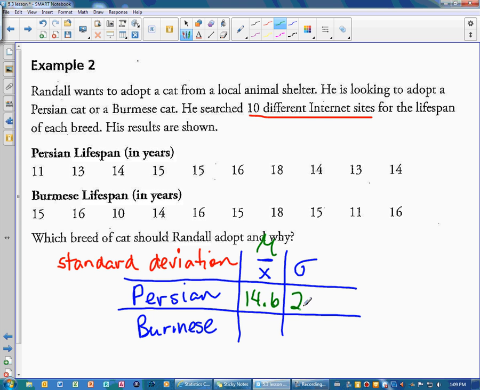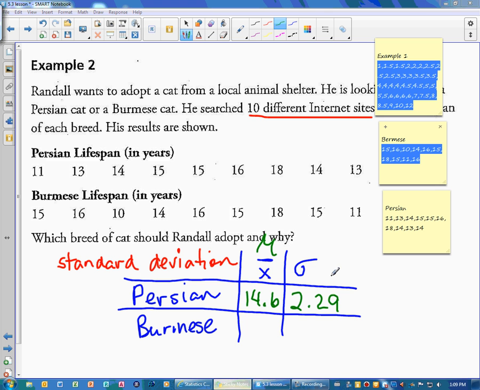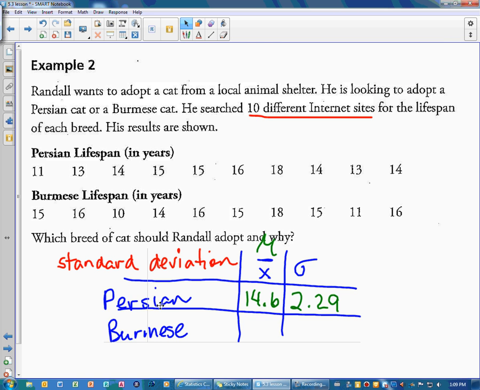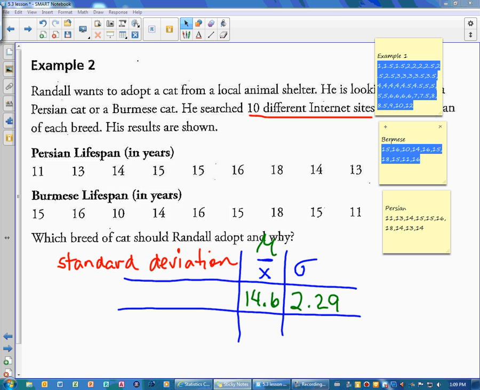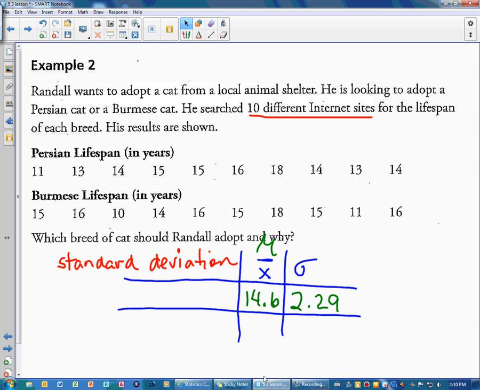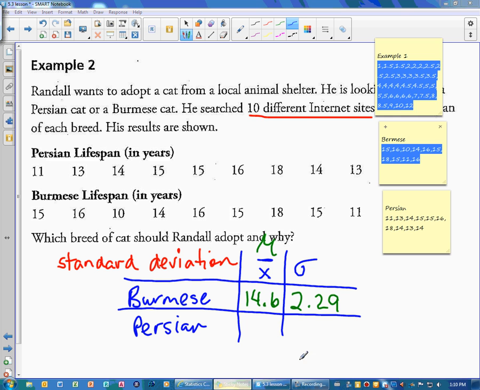Okay, let's do the same for the Persian, and then we can compare them. Go back to my, oops, that was Burmese. Okay, I have to change my data. Okay, so based on my sticky note, I've already done Burmese. I thought it was Persian. Okay, I've already done Burmese. So I still have to do Persian. So 11, 13, there we go.